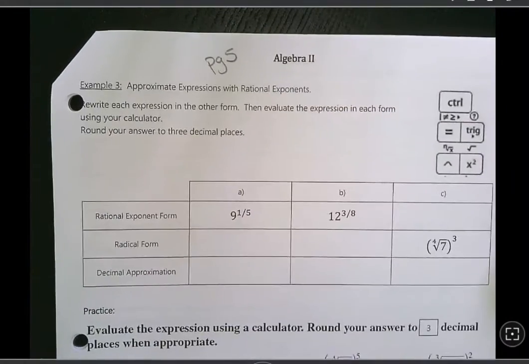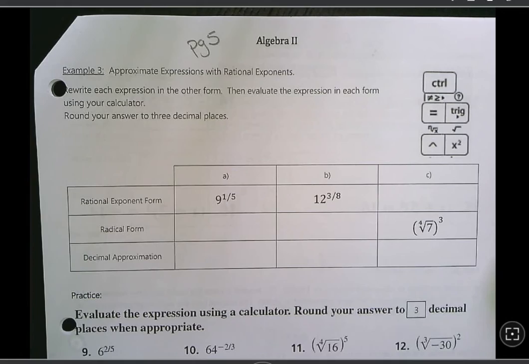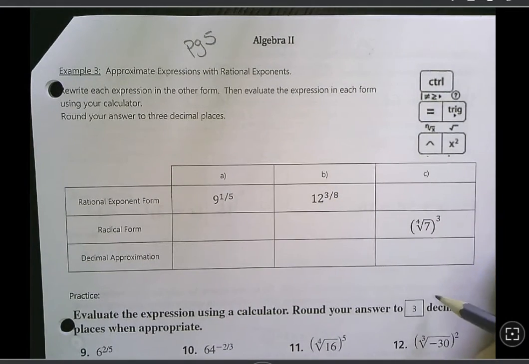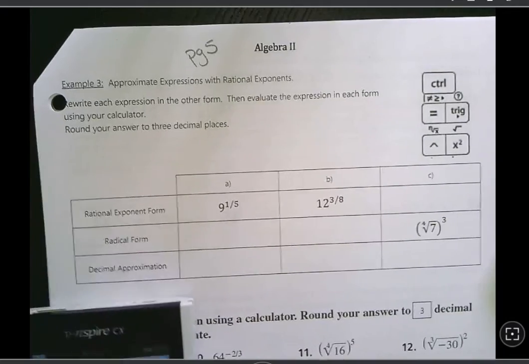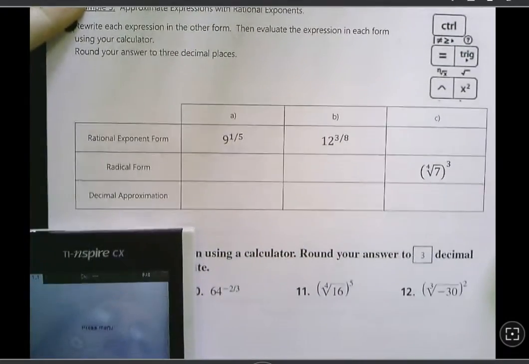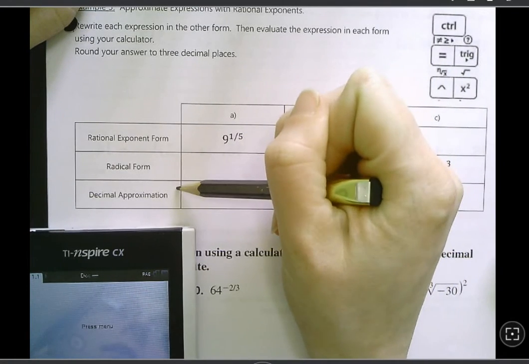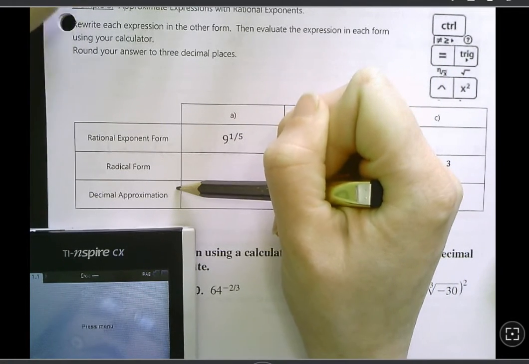Okay. So, for this next example, example 3, we're going to go through and fill in this chart, and now we're going to learn how to do this on your calculator. So if you don't have a calculator yet, go ahead and pause this and get your calculator. We need to rewrite this in 3 different ways. We want to make sure we have our exponent form, our radical form, and then we want a decimal approximation for each of these things.